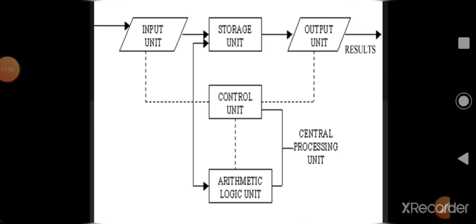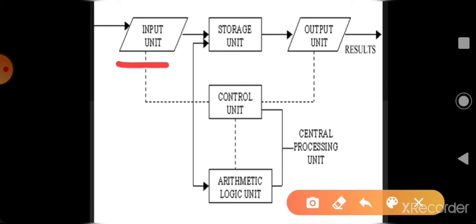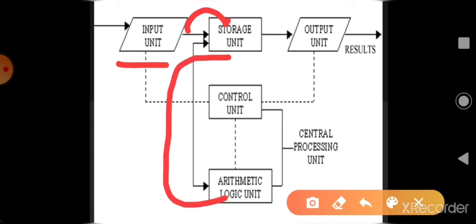Dear students, now I hope you understand this chart, how it works. First, the input unit will give an input, and that input moves to a storage unit. The data will be stored in the hard disk. After that, the data will move to the ALU. The ALU will do the calculations and solve the problems. Then that result is moved again to a storage unit. The storage unit will pass the result to the output unit. The output unit will display it on the screen.